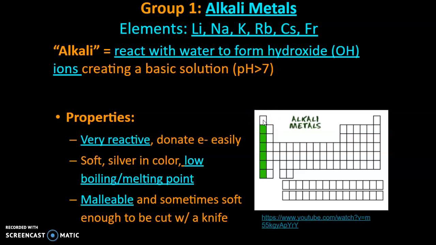So alkali just means that it reacts with water to form hydroxide ions, which creates bases, basic solutions like bleach, ammonia, for example. So these metals are very, very reactive because they can donate their electron easily. They don't want to keep that one electron on their outside shell, so they give it up easily, meaning they can react. Now, these metals are often soft silver in color and have low boiling and melting points, and they're also malleable and sometimes soft and can be cut with a knife.